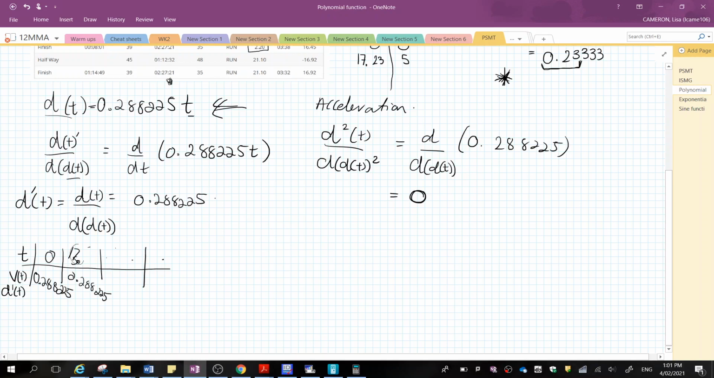The other thing that you need to think about when you are talking about this in your assignment is, does it make sense for somebody running a marathon to start with speed? Or should you be starting stationary? It doesn't affect your calculations. It's just something that you're going to need to consider.